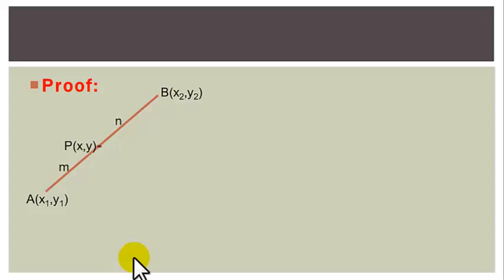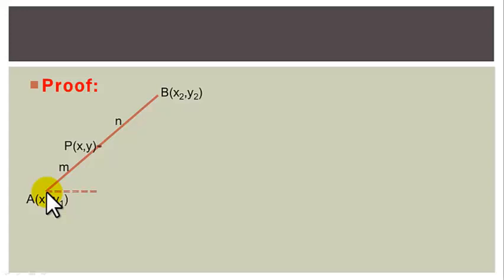The proof of the formula is as follows. This is a line segment joining the two given points A and B, and let this be the point P on this line segment, and this point P divides the line segment internally in the ratio m:n. Now we construct two right angle triangles, one with side AP as hypotenuse and another one with side PB as hypotenuse.